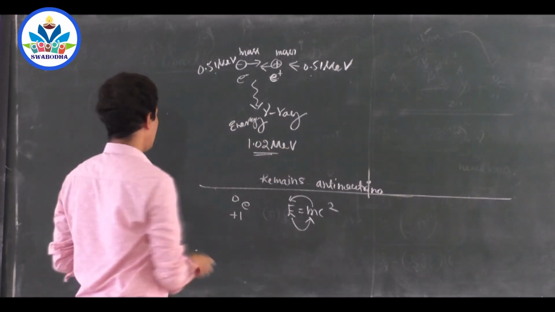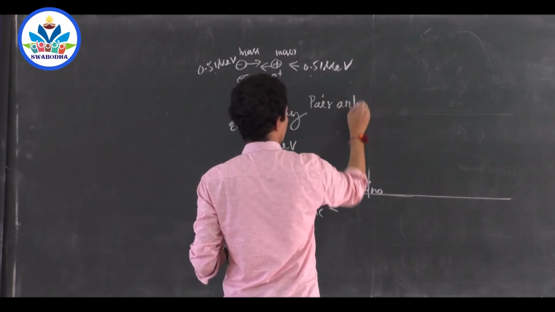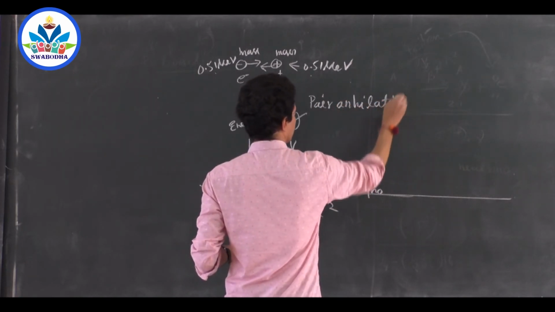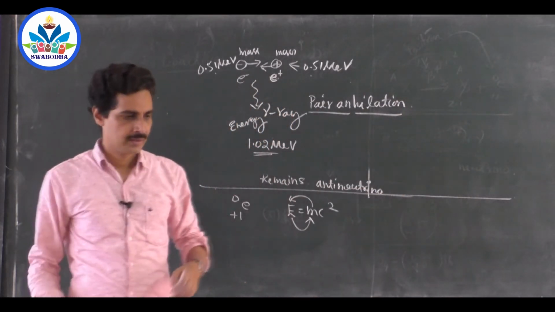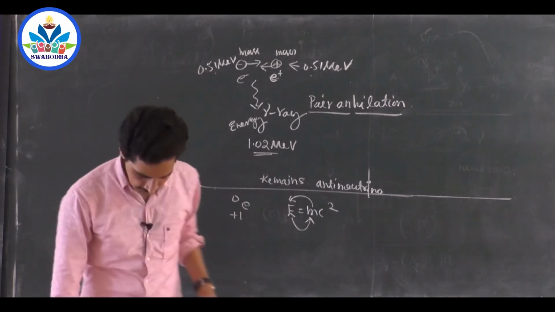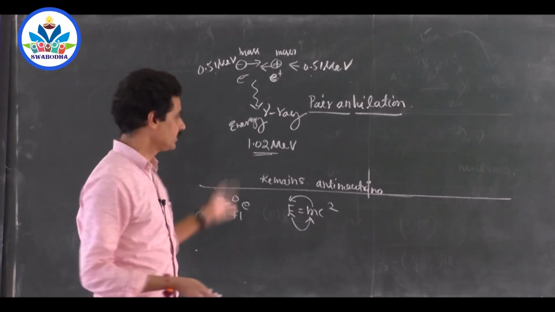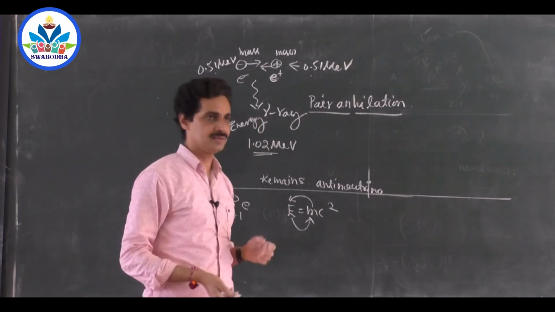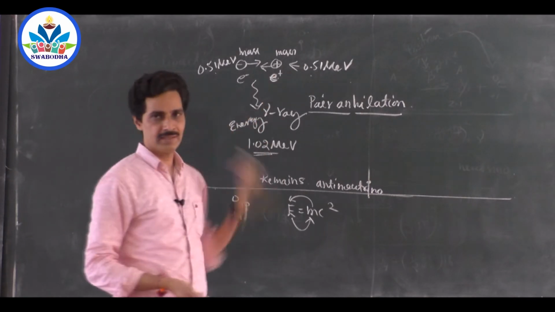This is called pair annihilation. So what do you mean by pair annihilation? An electron and a positron combining together to form a gamma ray, and mass is lost, energy is obtained, mass to energy conversion. This is called pair annihilation. The minimum energy required for this is 0.51 million electron volt.